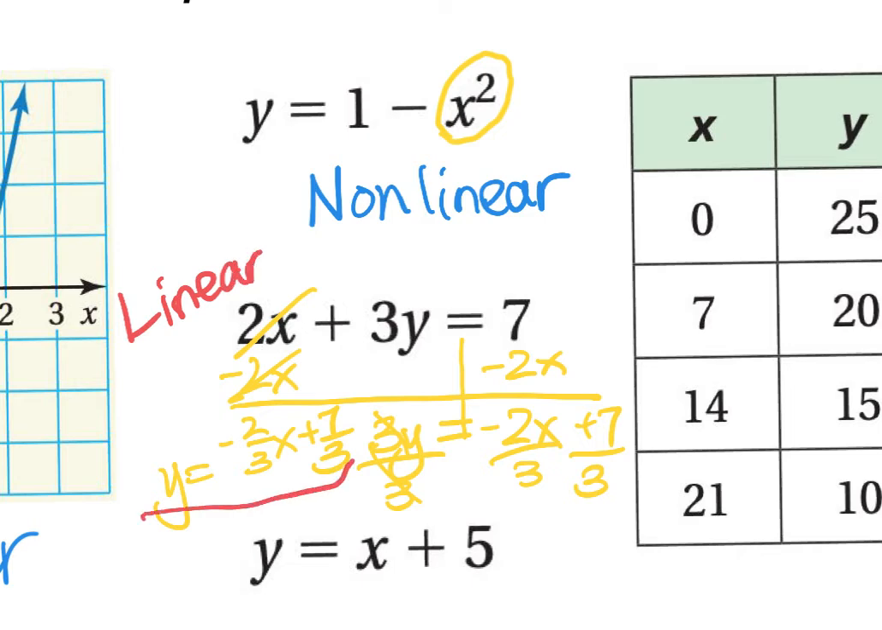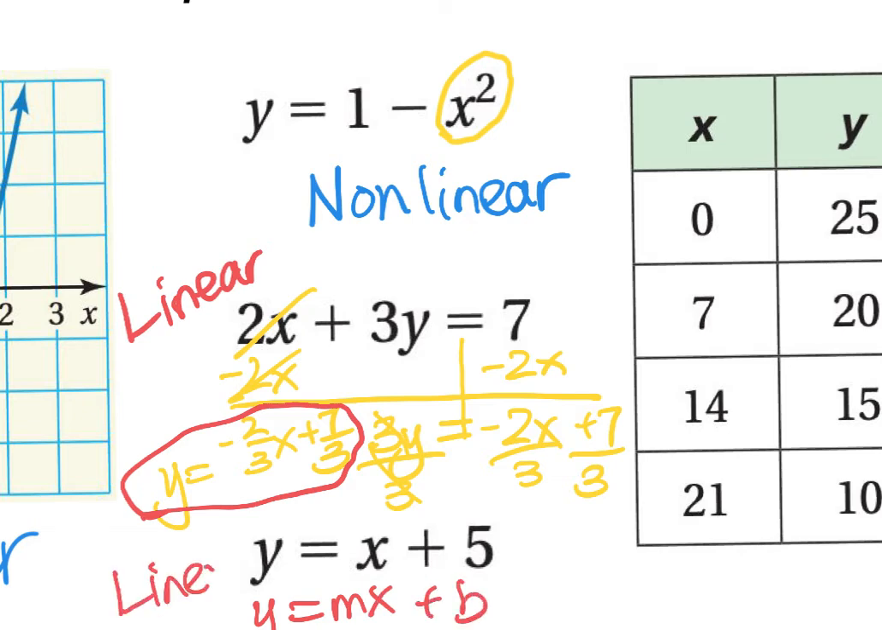Okay? So the main thing is I noticed that x was not a denominator anywhere, and there were no exponents attached to the x variable. So right off the bat, I could tell this was a linear equation. And then finally, the last one, this is in slope-intercept form: y equals mx plus b. So therefore, this is a linear relationship.